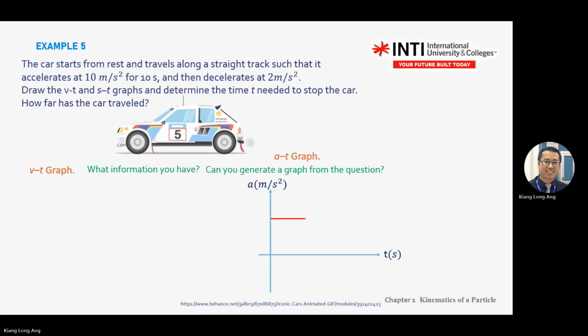So you draw the AT graph. The information you have is that from 0 to 10, the acceleration is a constant 10 meters per second squared. So you draw 10, and then you draw a timeline here, 10 seconds. Make sense? Okay. This is the first graph you generate from the question.